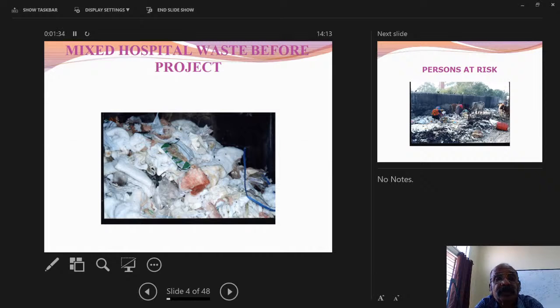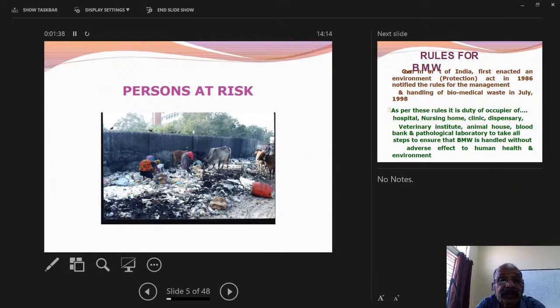All these are hazardous waste. So this is mixed hospital waste before segregation. Persons at risk: you can see rag pickers and animals, they are the persons immediately at risk.